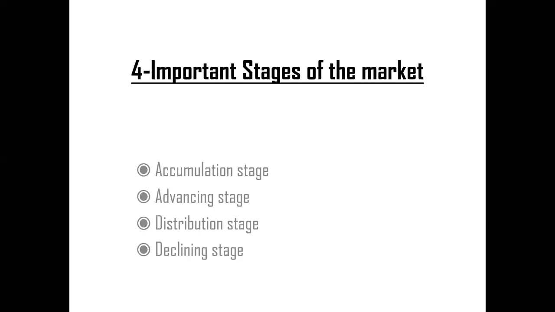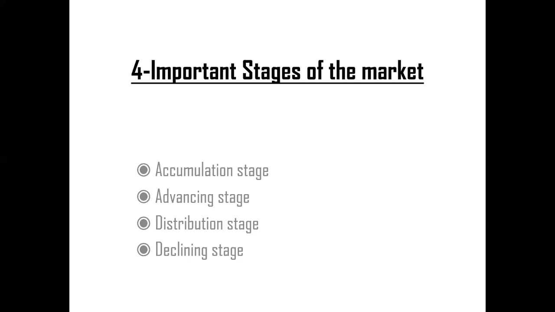After the advanced stage is over, we have what we call the distribution stage. The distribution stage always occurs at the supply zone. It follows after the advanced stage and represents sellers in the market, because this is where sellers are looking for a bearish opportunity. At this stage the market will be consolidating and hunting in order to attract people to take positions.